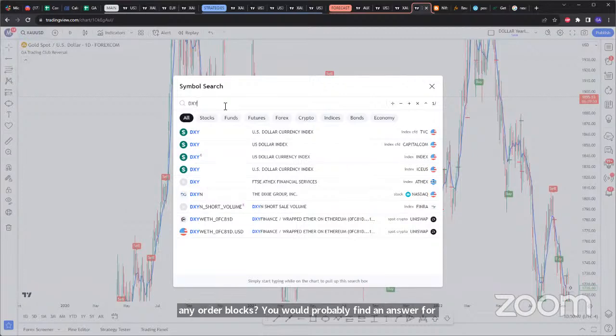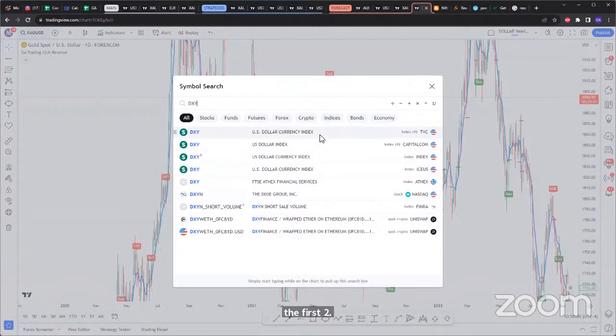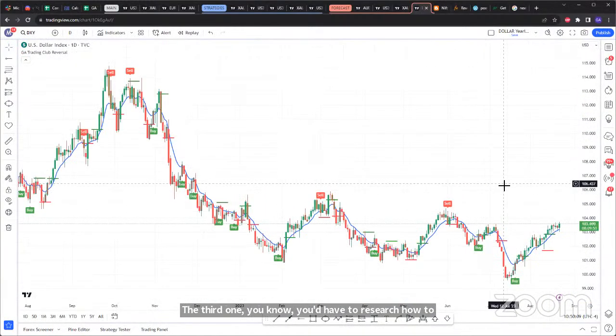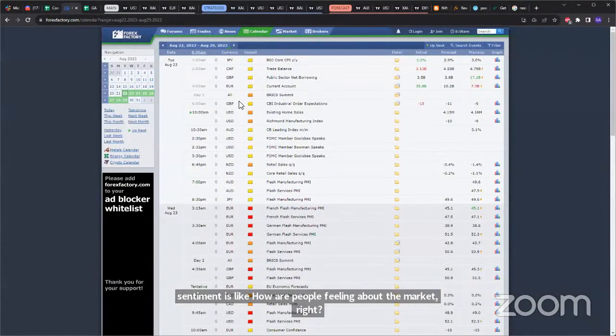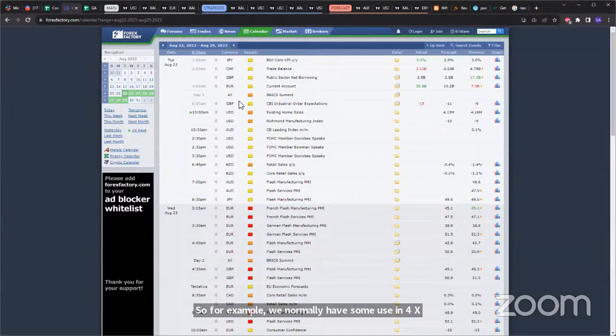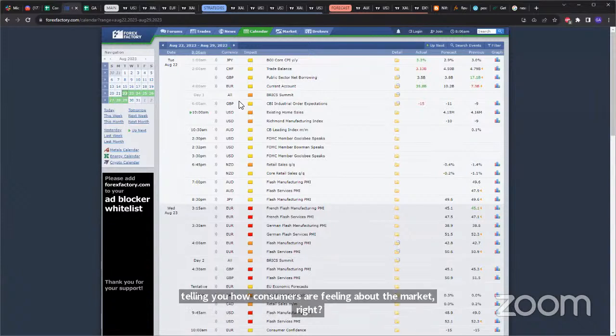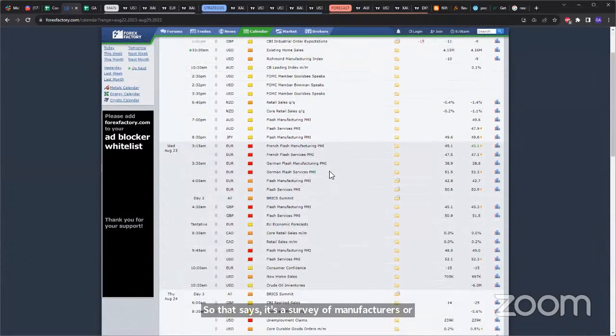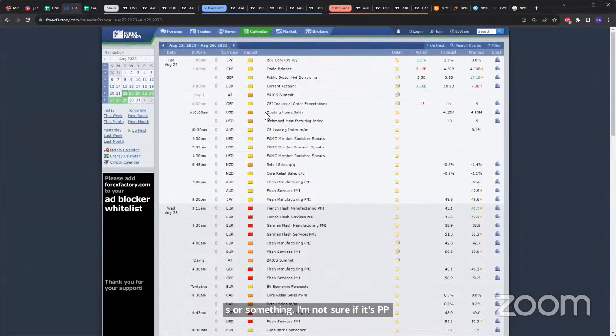The third one, you'd have to research how to get a handle of that, because the third one is sentiment: how are people feeling about the market? For example, we normally have some news in Forex Factory called consumer sentiment. It's telling you how consumers are feeling about the market. So that's an example of how to find sentiment. PPI is also, is it PPI? There's one that's a survey of manufacturers or something. I'm not sure if it's PPI. No, it's not. It's both fundamental and sentiment together, isn't it?